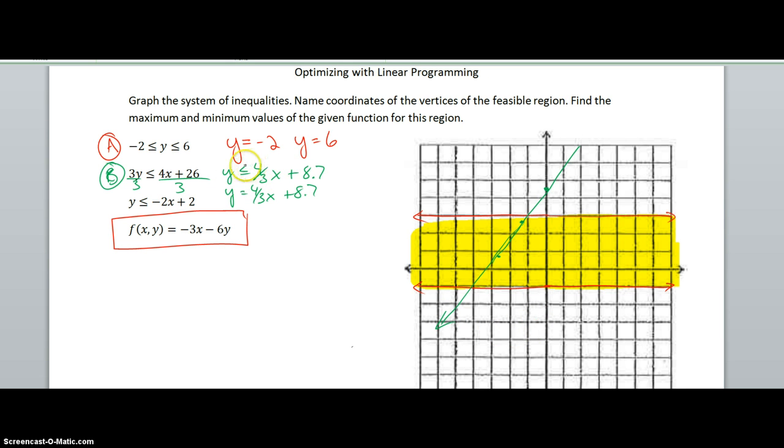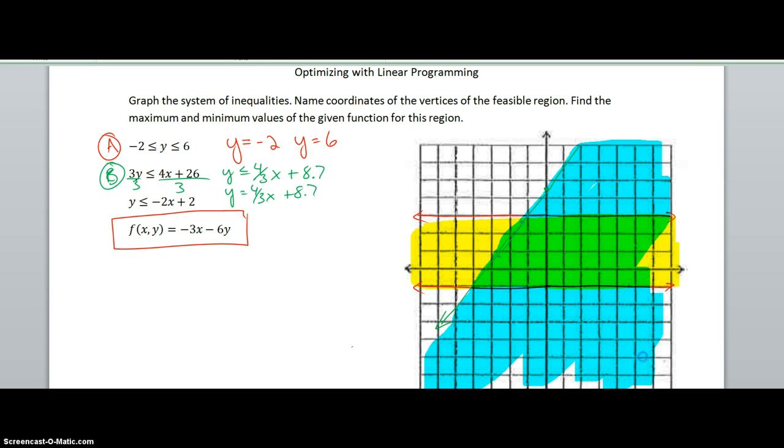So y is less than, and there's two ways I can do it. The way that I like to is I look here and I say y is less than. So wherever the y values are less than the equation is where I'm going to shade. So I know it's going to be below the line here. Okay, so our green area is our overlapping region for now.